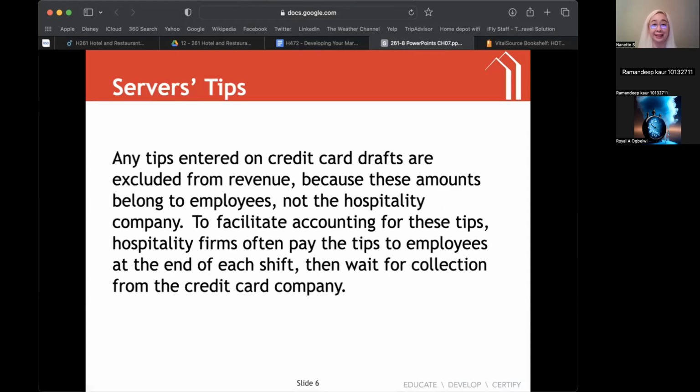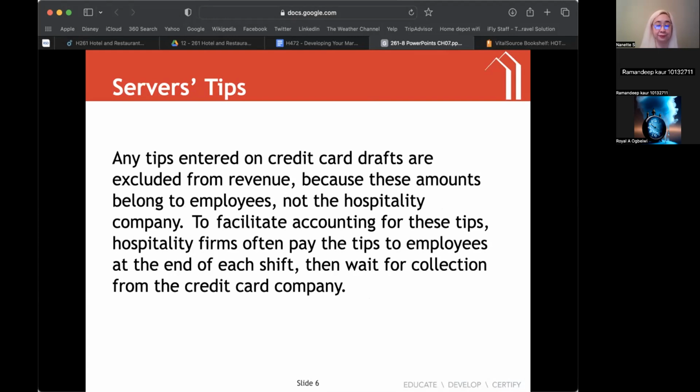Now let's talk about tips. Royal, can you read this slide, please? Any tips entered on credit card draft are excluded from revenue because these amounts belong to employees, not the hospitality company. To facilitate accounting for these tips, hospitality firms often pay the tips to employees at the end of each shift, then wait for collection from the credit card company.